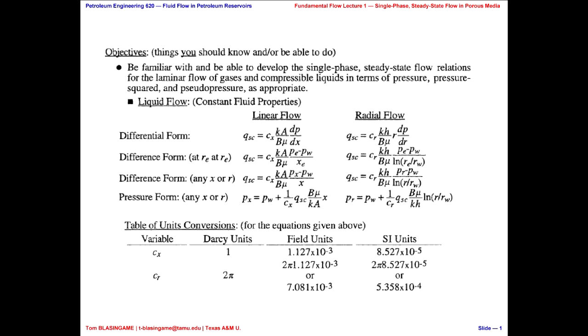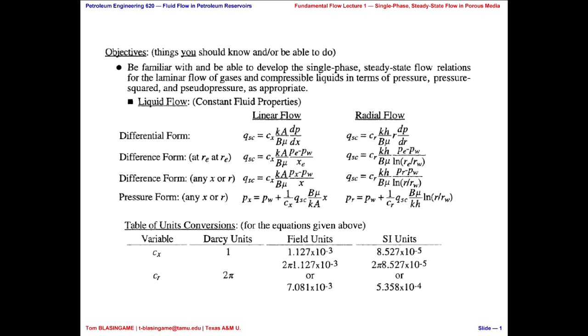Today is the 18th of September 2017. This is our first lecture on single-phase fluid flow through porous media. And we can all go home now because everybody's already had this before and nobody cares, right?